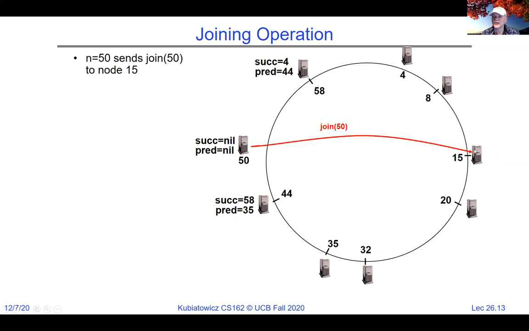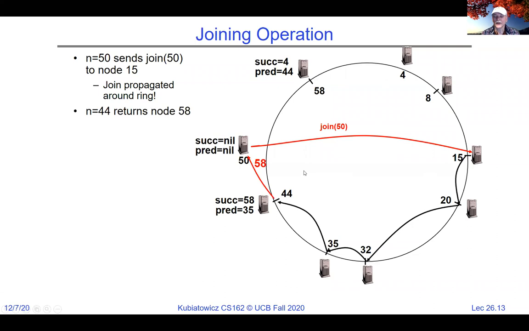And what's interesting about this algorithm is all that the ring is going to do is figure out who is responsible for storing key 50, as if this was just a regular key-value lookup. So we're going to work our way through, and eventually 44 is going to say, well, I know about 58. Here you go, 58 is where key 50 would be. And notice what we've done. Now all of a sudden, the new node 50 knows that it needs 58 to be its successor and 44 to be its predecessor. So just by asking the ring where key 50 belongs, it now has some information about nodes that it can talk to.